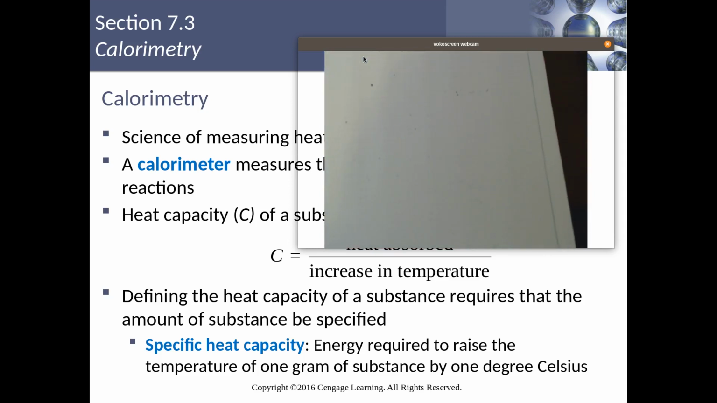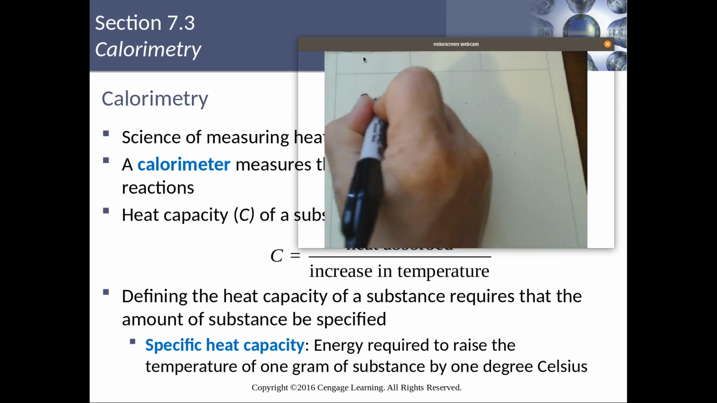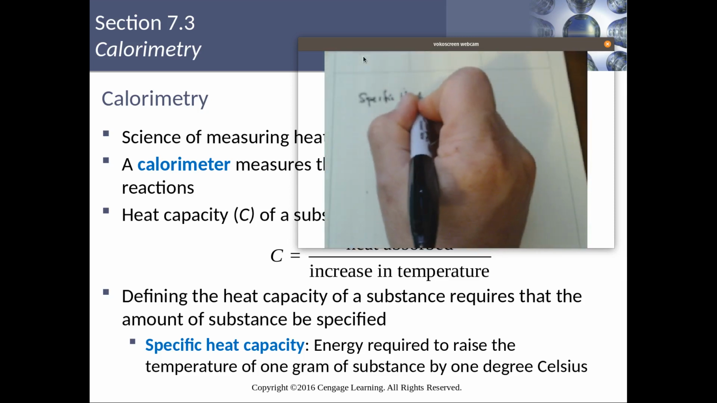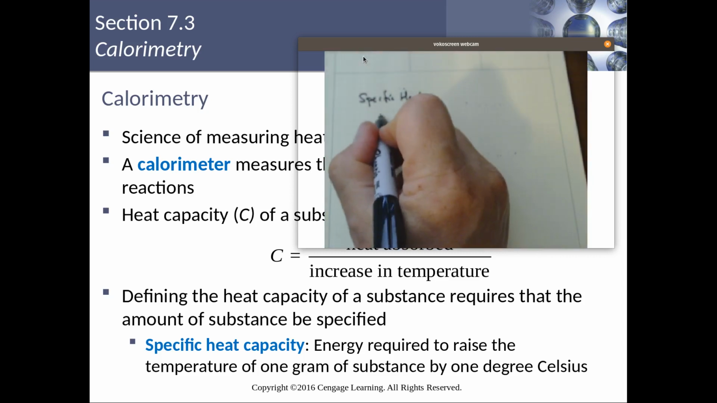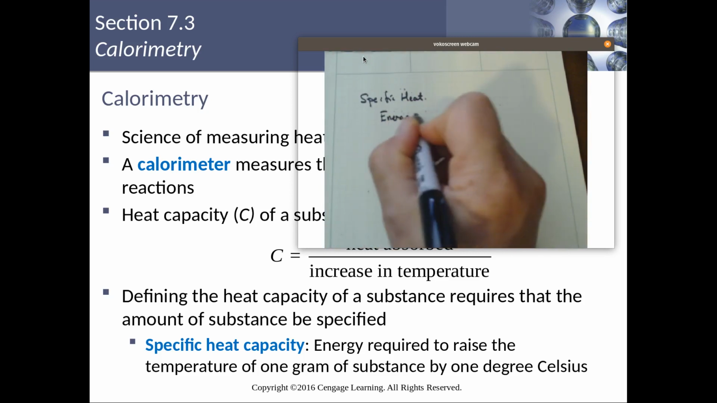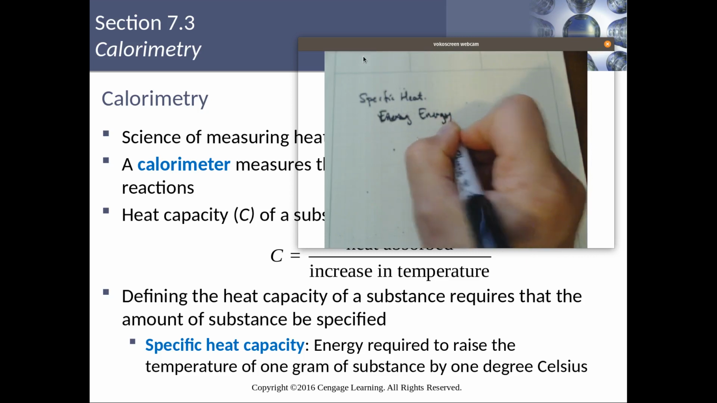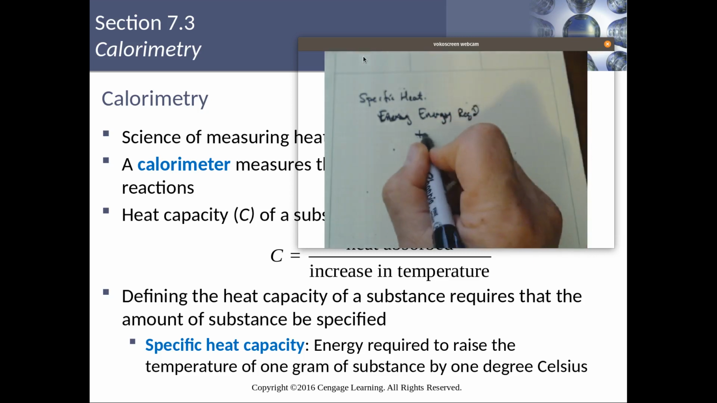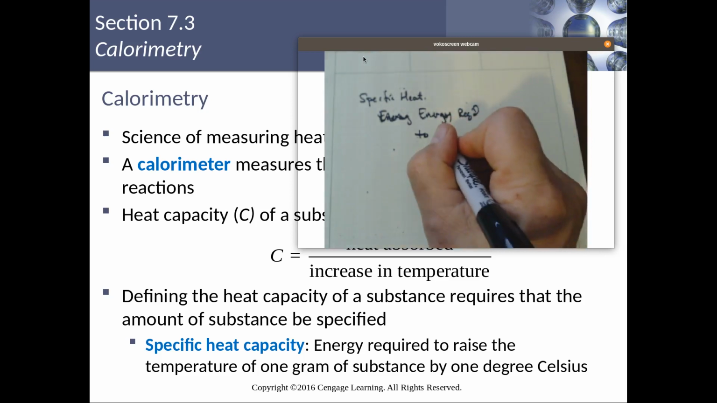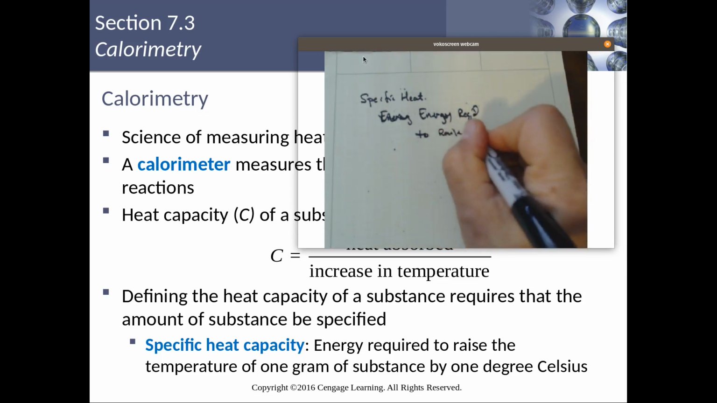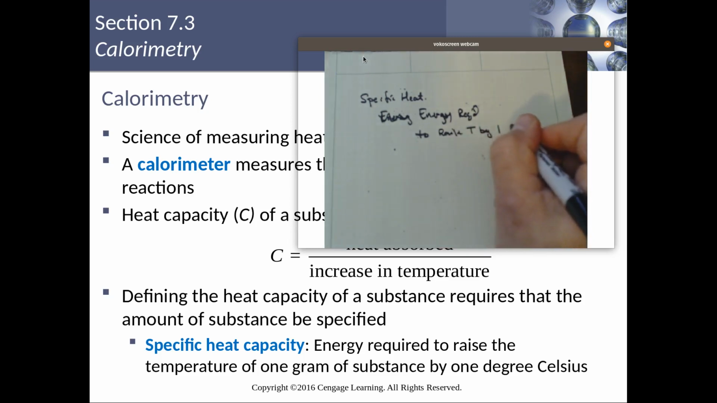And the specific heat is similar to the heat capacity in the sense that the specific heat is the energy required to raise the temperature of 1 gram by 1 degree C. Okay?